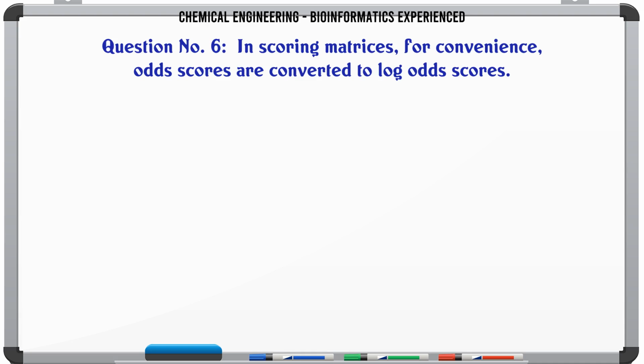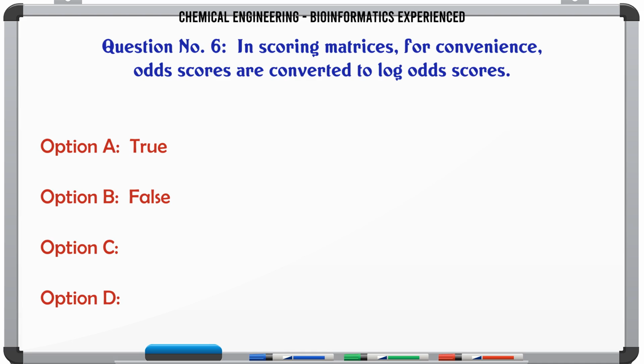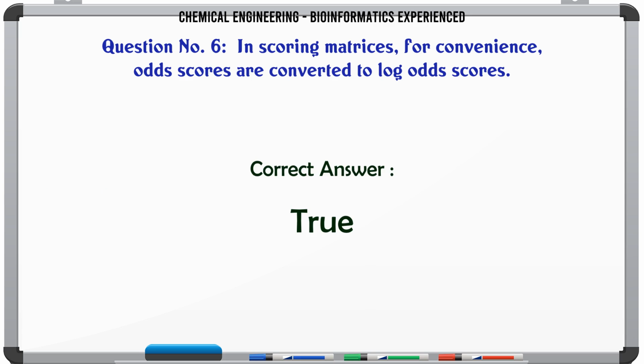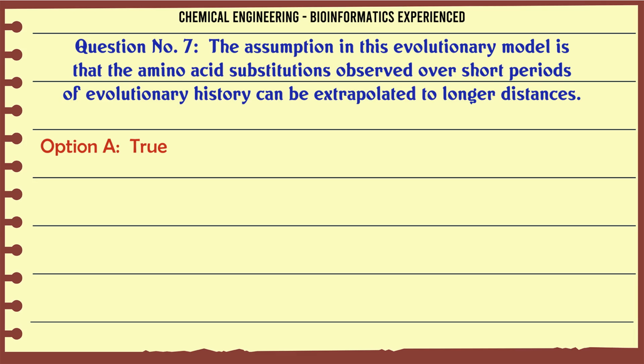In scoring matrices for convenience, odds scores are converted to log odds scores. A. True, B. False, C. D. The correct answer is true. The assumption in this evolutionary model is that the amino acid substitutions observed over short periods of evolutionary history can be extrapolated to longer distances. A. True, B. False, C. D. The correct answer is true.